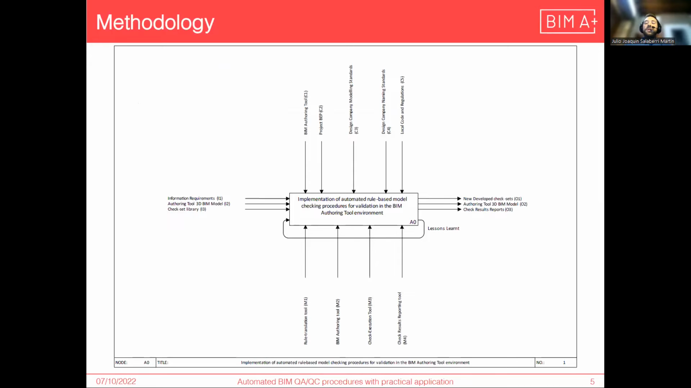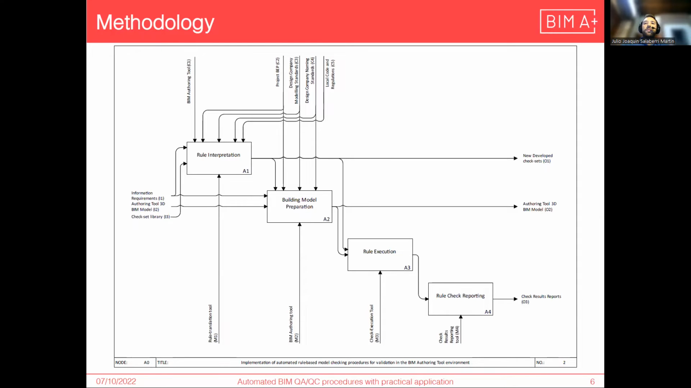This is an IDEF0 diagram for the workflow involving the inputs, the outputs, the controls, and the mechanisms. And this is a more developed version of that workflow, where we can see the 4 main activities that we define. The first one is rule interpretation. The second one is building model preparation. The third one is rule execution. And the final one is rule check reporting.